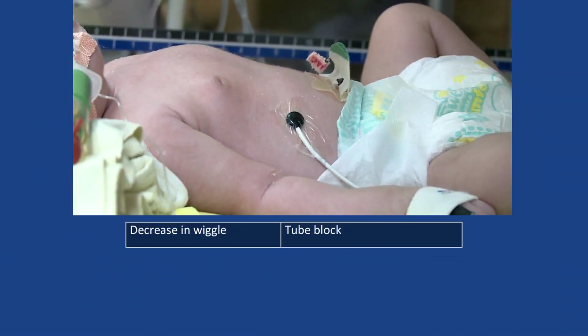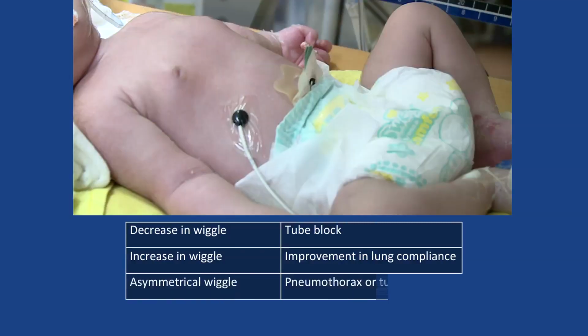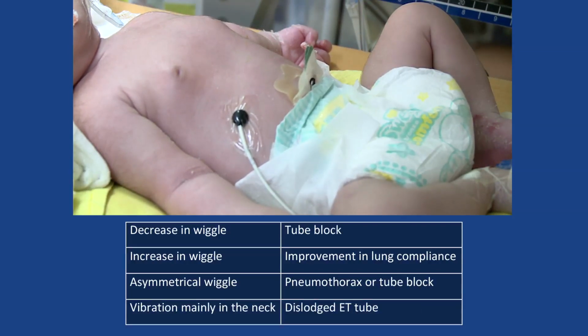A decrease in wiggle may suggest tube block. Increase in wiggle at the same amplitude suggests an improvement in the compliance of the lung. The presence of asymmetrical wiggle, when comparing both sides of the chest, may indicate pneumothorax or tube block. Vibration mainly in the neck could indicate a dislodged ET tube.